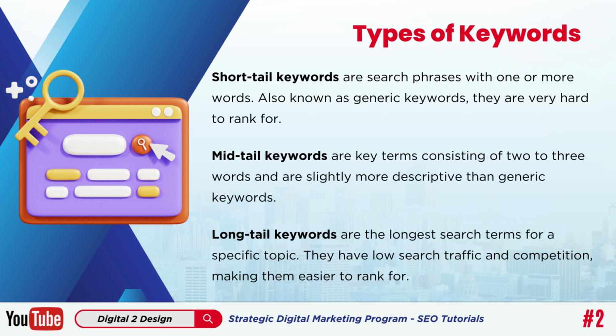There are three types of keywords in SEO, such as short-tail keywords, mid-tail keywords, and long-tail keywords. If you're doing SEO for a website, you need to decide which type of keyword is suitable for that business, as the organic growth of the website depends on this. First, we have short-tail keywords. These are more generic and consist of one or two words.